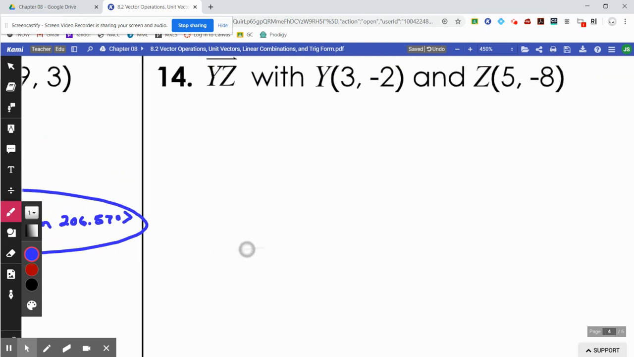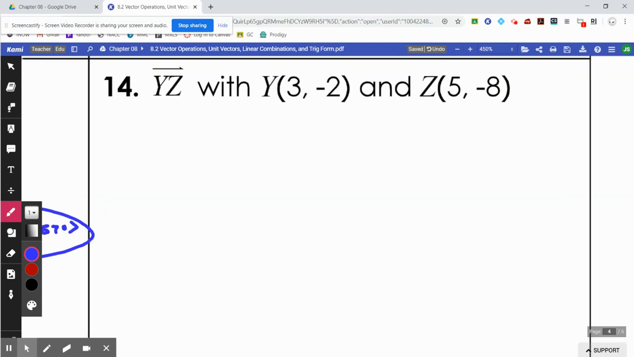And one more of these. Again, they give you the initial and terminal points. Subtract your x's, give you a 2. Subtract your y's, negative 8 minus negative 2 gives you a negative 6. So therefore, your magnitude is going to be the square root of a squared plus b squared, or root 40. That's going to be the square root of 4 times the square root of 10.